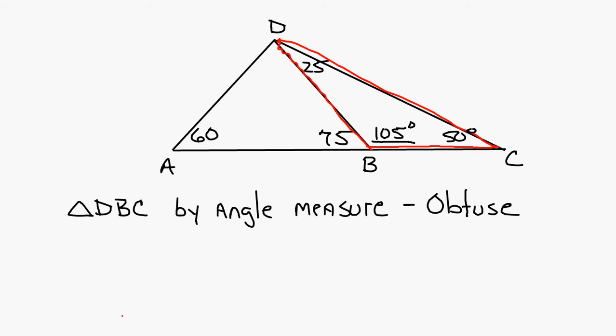If you were asked to classify triangle ABD by angle measure, you've got a 60 and a 75, you don't know this third angle. So take 180 and subtract 60 and 75. That's 45 degrees. So what type of triangle is this one on the left? Very good, acute. All the angles are less than 90.